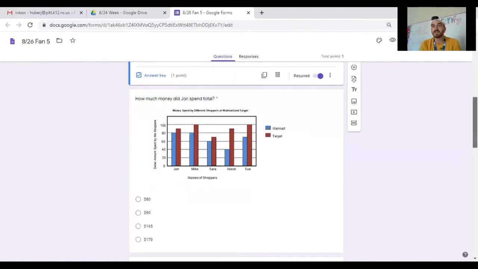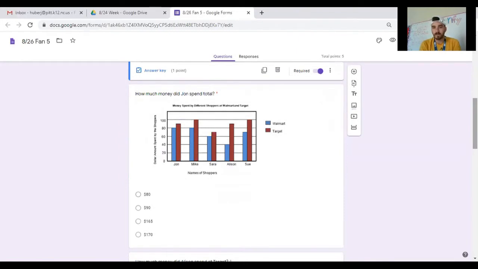It says, how much money did John spend total? So the key is not super important on this one. It's really just making sure you're looking at the right person. John right here, how much money did he spend? Well, let me get my marker up. John spent $80 at Walmart, boom, and he spent in between 80 and 100 at Target. Again, they're counting by 20s. It goes halfway in between. Half of that 20 is going to give me 10, so that number between 80 and 100 would be $90.